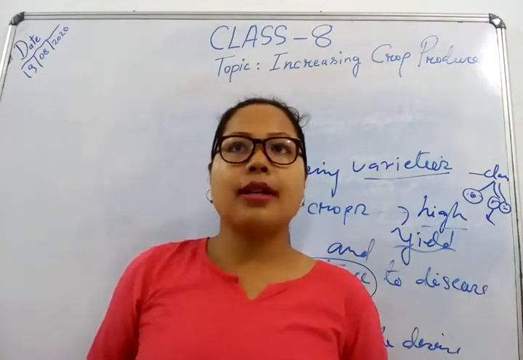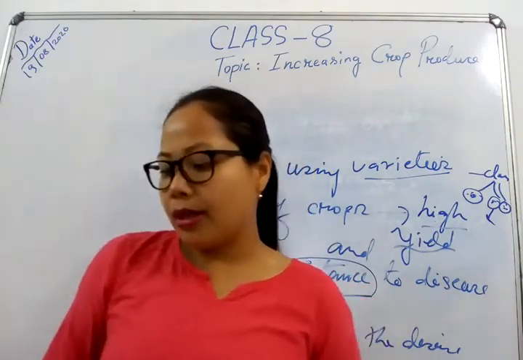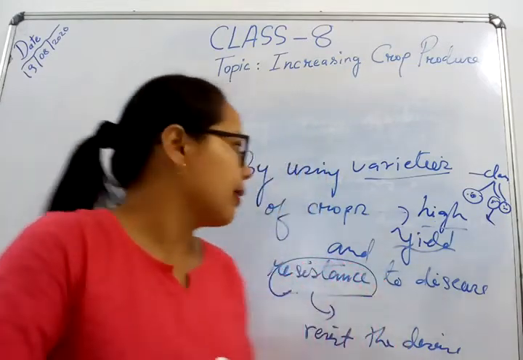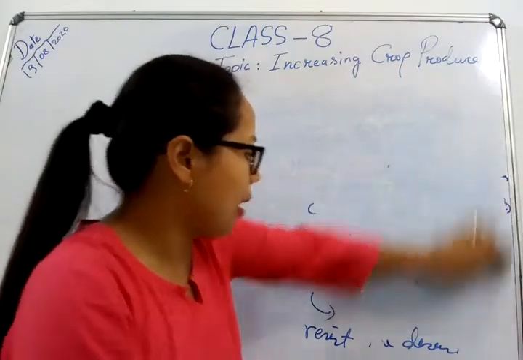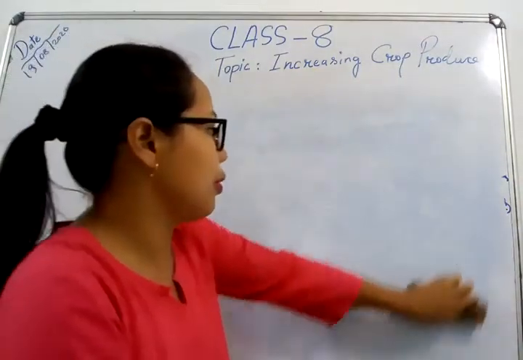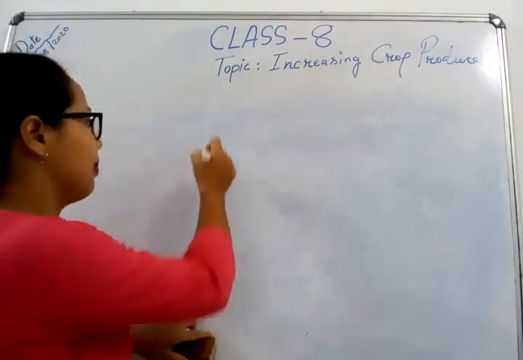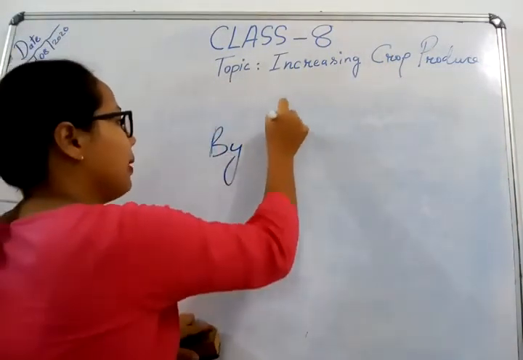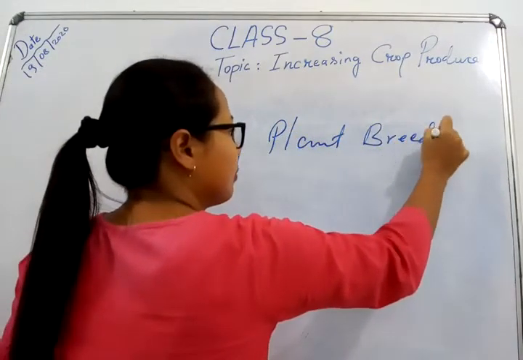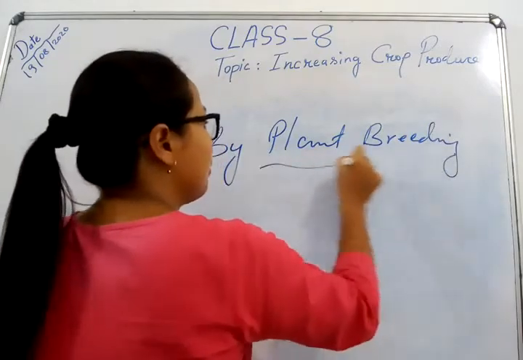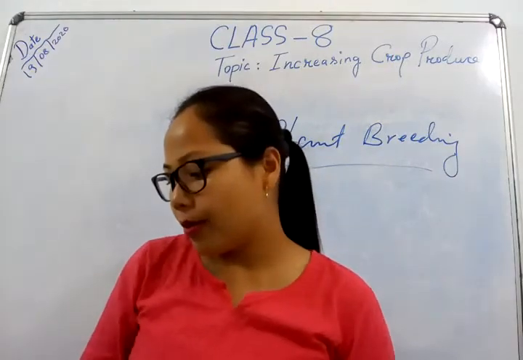Now, how can we get such better varieties of crops? By plant breeding. By plant breeding we can actually get varieties of crops.